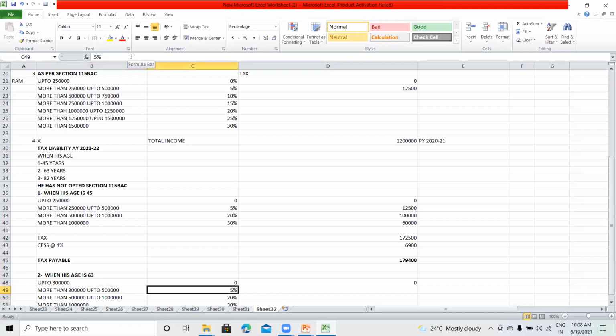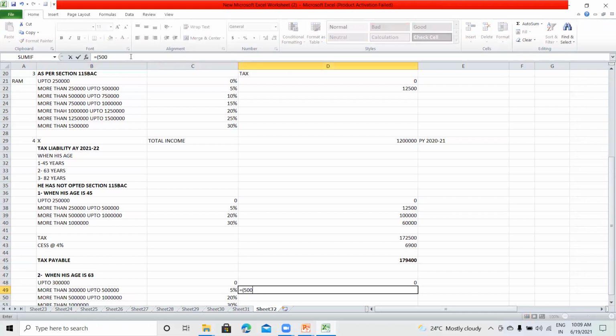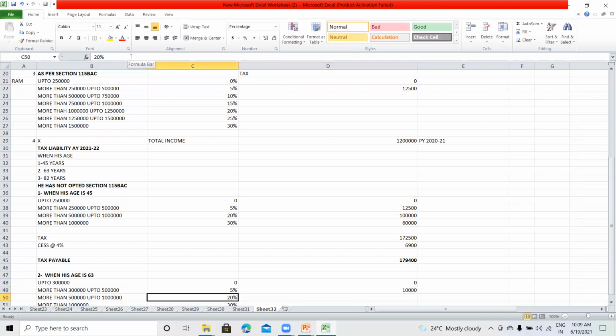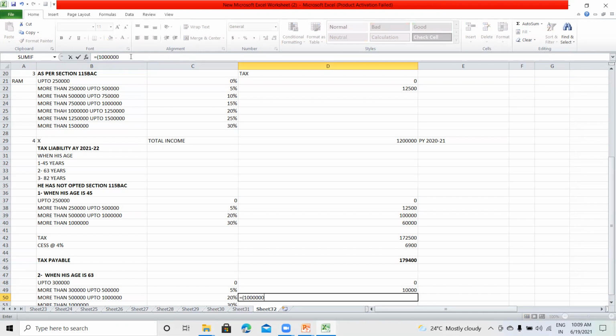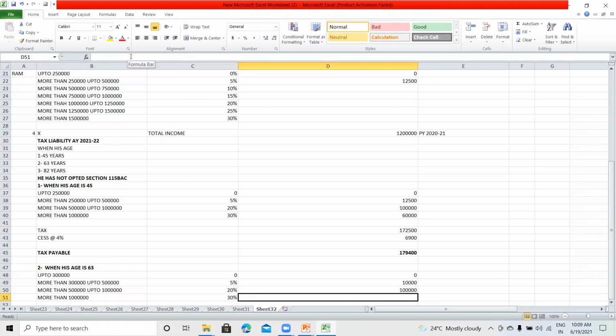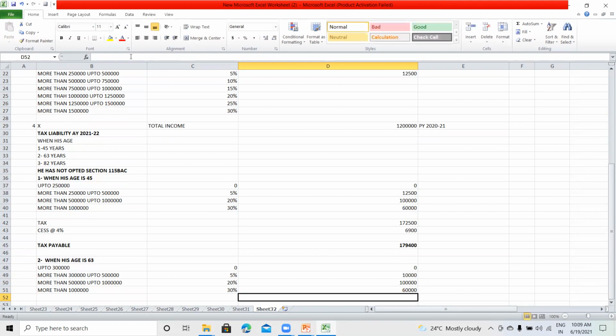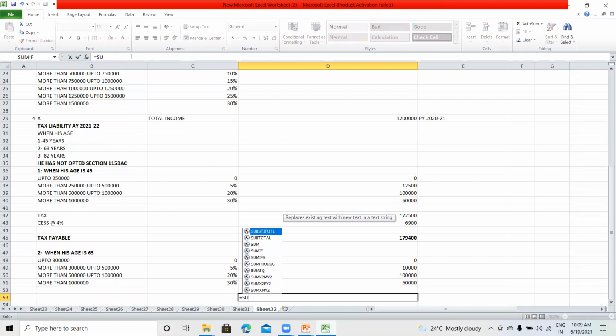More than 3 lakh but up to 5 lakh, 5%: that is 5 lakh minus 3 lakh into 5%, 10,000. More than 5 lakh but up to 10 lakh is equal to 10 lakh minus 5 lakh into 20%. And more than 10 lakh means 12 lakh. The income is 12 lakh less 10 lakh into 30%.